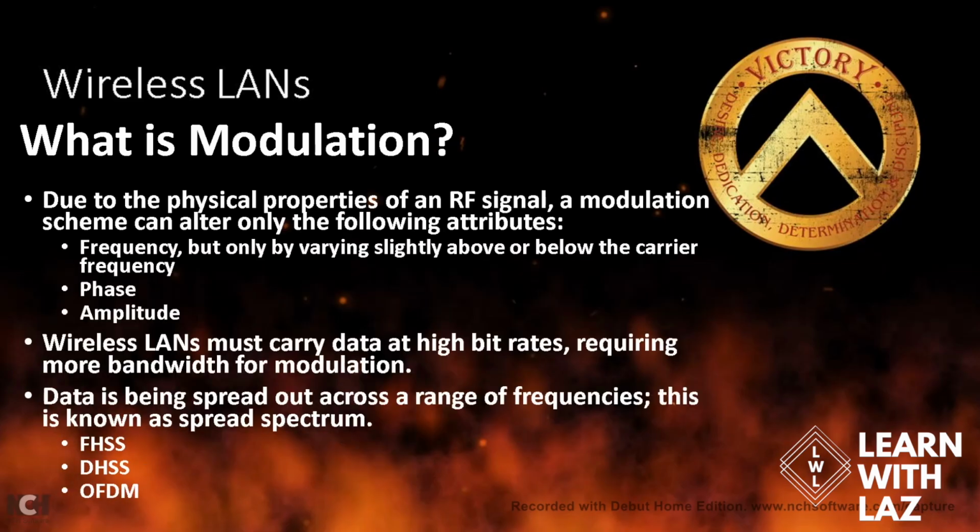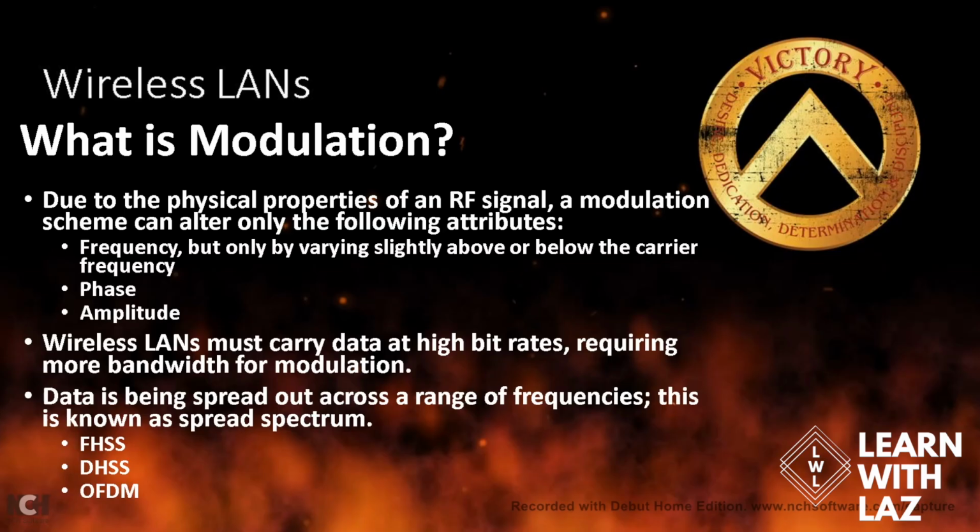That's what that wavelength is. Now, due to the physical properties of our signal, we talked about frequency, but only by varying slightly above or below the carrier frequency. So we have the frequency, the phase, and the amplitude. We talked about that. All right, and we normally work with, right now, 2.4 gigahertz and 5 gigahertz.